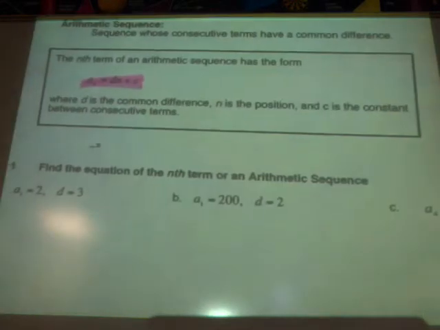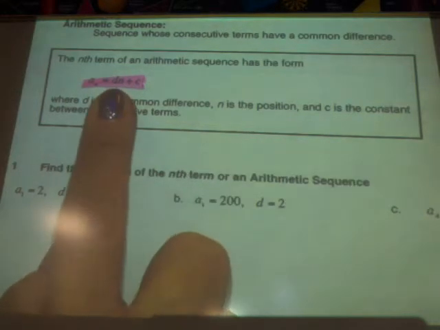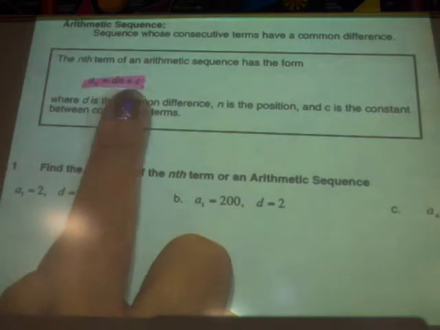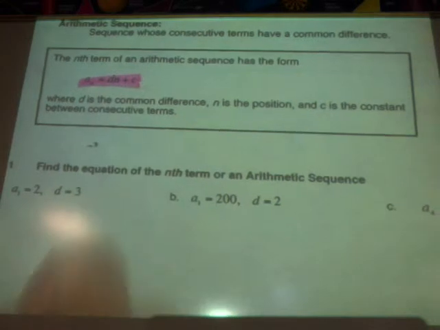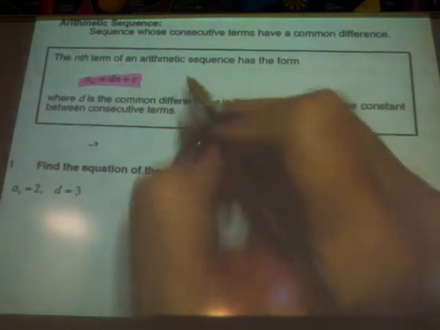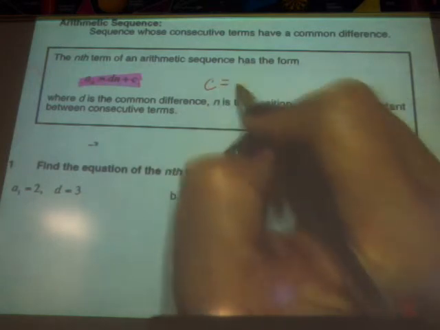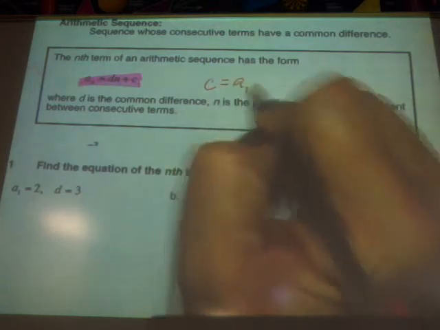An arithmetic sequence has the form dn plus c, where d is your common difference, n is the position, like if you're trying to find the 150th term, and c is found differently. I think in Algebra 1 and 2, you had a sub 1 plus n minus 1 times a common difference, right? Remember that? So this is slightly different. You could still use that if you wanted to, depending on what you have. But c is found by taking a sub 1 minus d.